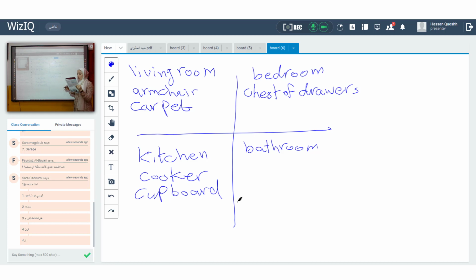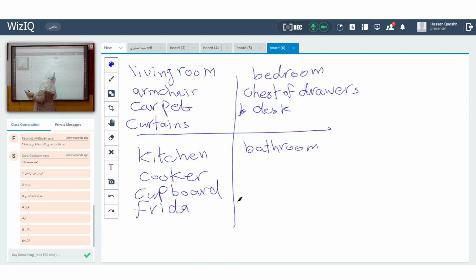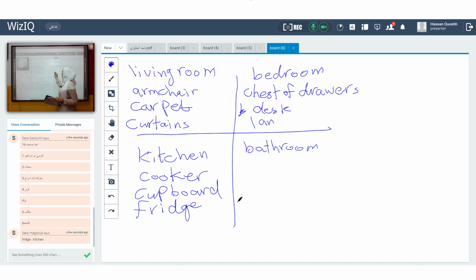Okay. Curtains. Where do we put curtains? Yes, we put curtains in the living room. Curtains. Excellent. Okay. Desk. Where do we put our desk? In the bedroom to study. We use the desk in the bedroom. Okay, fridge. Yes. Fridge in the kitchen. Okay. Lamp. Yes. Lamp in the bedroom. Okay. We have microwave. Sure, we put the microwave in the kitchen.